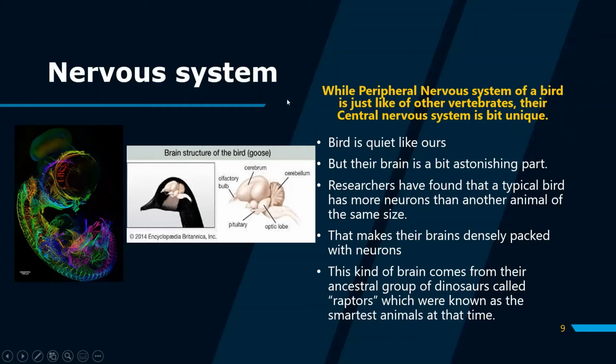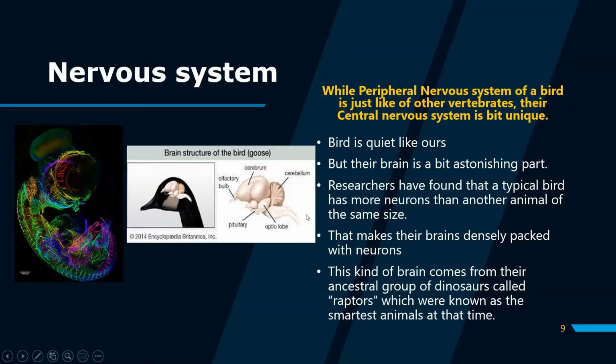Their brain is very astonishing, and it's a very fun part to look at, because their brain is very small compared to their body. So as you can see, this is the head of a goose, and this is its brain. It's very small compared to the head. But if we take other animals, reptiles, maybe mammals of the same size, and sometimes they might even have larger brains, birds have shown that they are more intelligent than them.